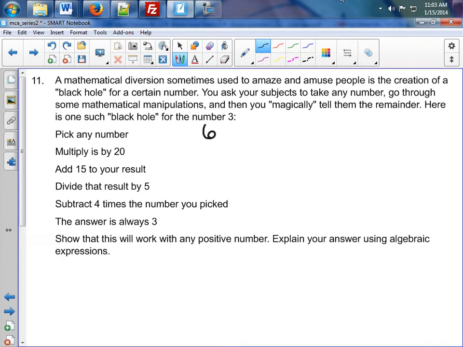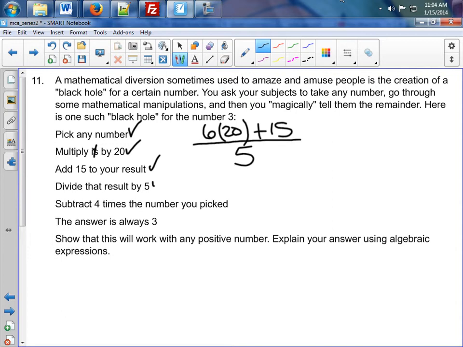So pick any number. Multiply it by 20. So I'm going to put a parenthesis, 20. Okay? So I did that one. And now I'm going to add 15. And then I'm going to divide the whole thing by 5.